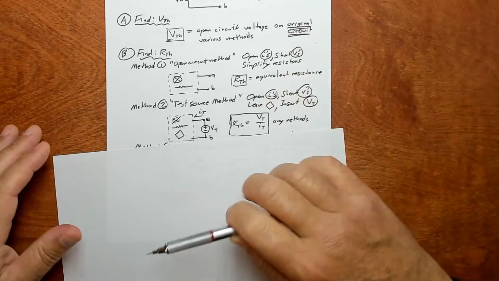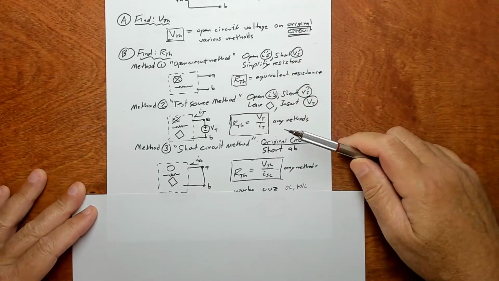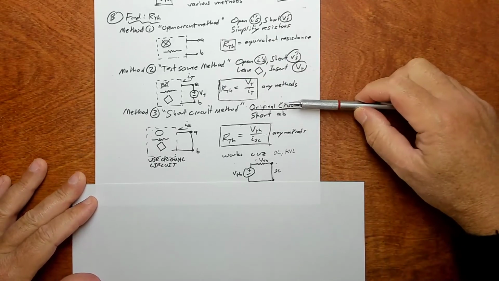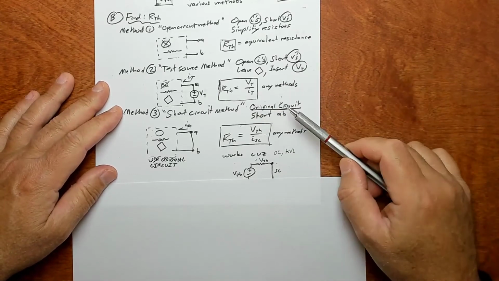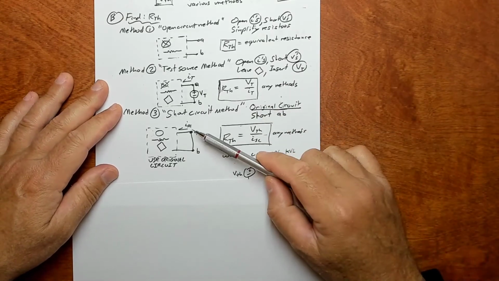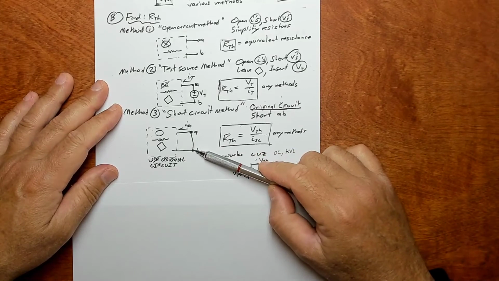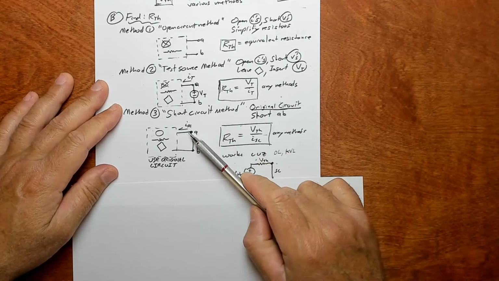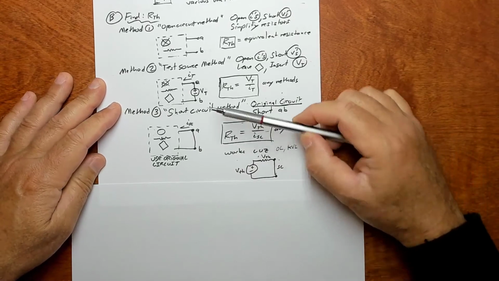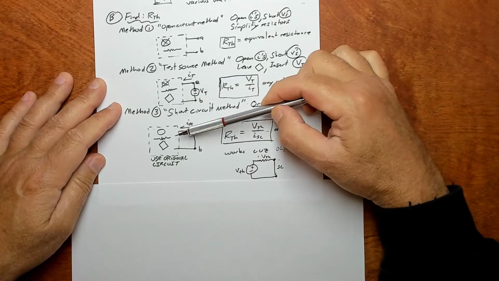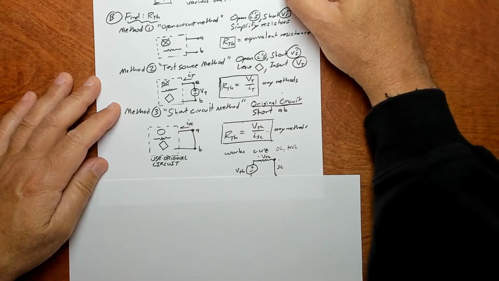All right, this is introductory. We'll go into more details later. The third method we have is the short circuit method. What you do is you short out the terminals, and then there's going to be this current I sub short circuit associated with it.